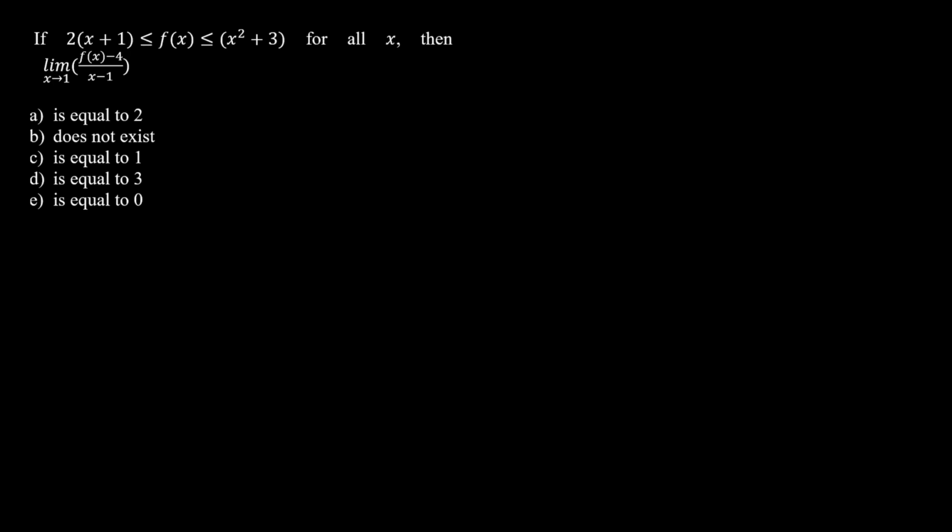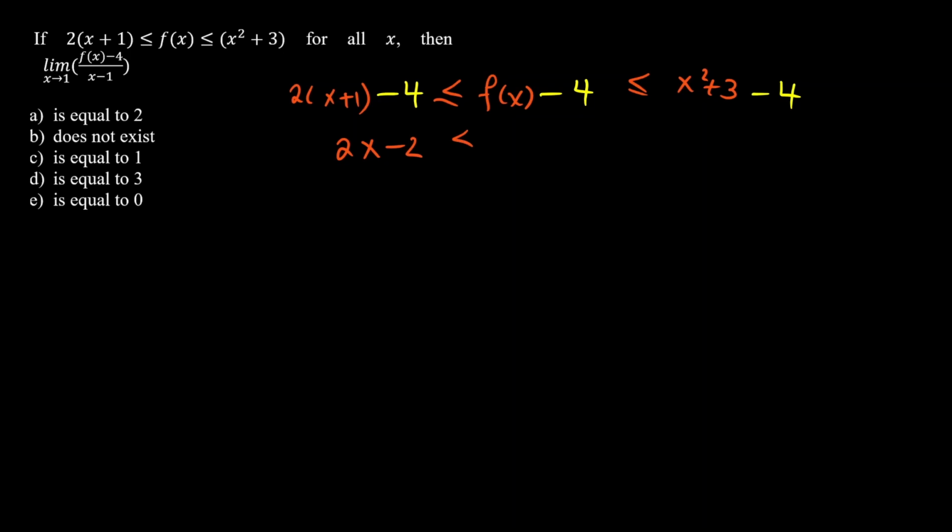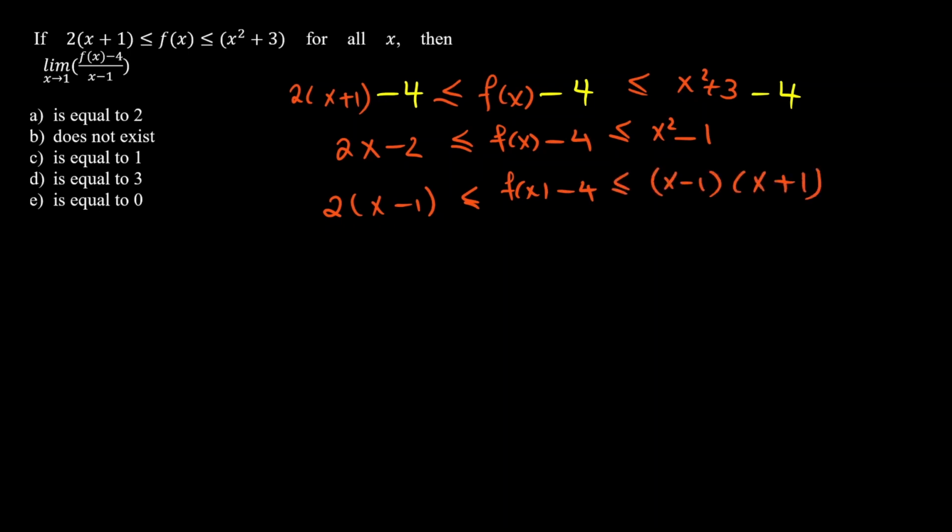from all sides. Okay, and if I do that and then try to simplify here, I will have now 2x plus 2 minus 4, which is minus 2, less than or equal to f of x minus 4, less than or equal to x squared minus 1. And if I just take a common factor of 2, so this is 2 multiplied by x minus 1, less than or equal to f of x minus 4, less than or equal to x minus 1 times x plus 1, which is a factorization of x squared minus 1.